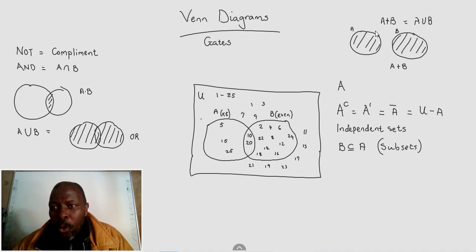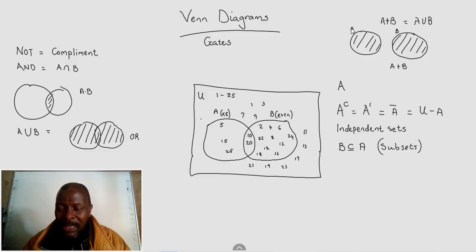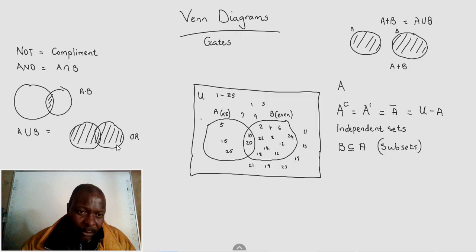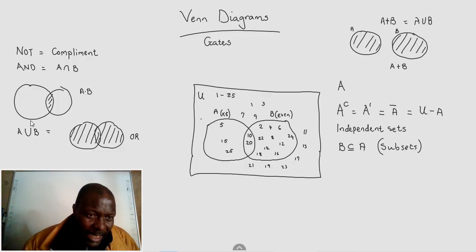But when you want the total occupants of both sets, that is called A or B, or the union of A and B. For independent sets, you would have it like that. But for sets that intersect, it is still everything found in both of them. This is A or B. So our union actually represents A or B, which is the union of A and B.